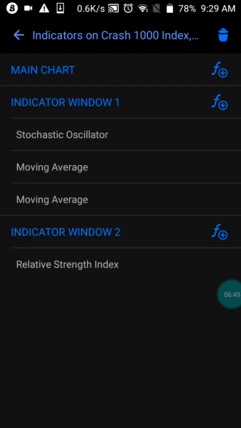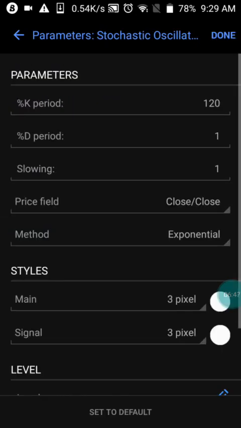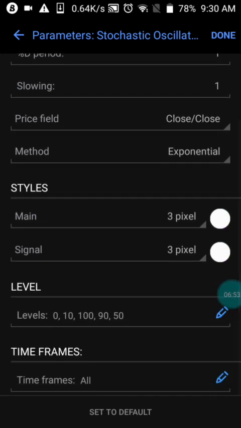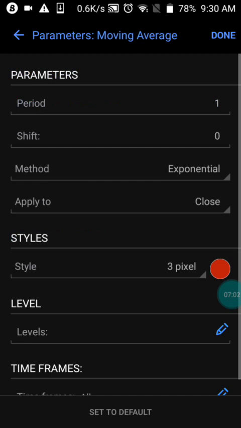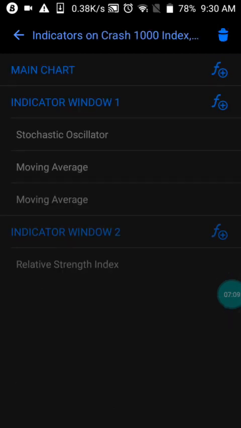We have the first indicator, window 1, we have the oscillator of 120, we have the %D period of 1, we have the slowing of 1. You just screenshot it the way I do it here. We have the levels of 0, 10, 100, 90, and 50. Just press on done. Then we have another moving average, the period of 1, we have shift of 0, we have method to be exponential, we have apply to close. Just screenshot it the way I have done it here.